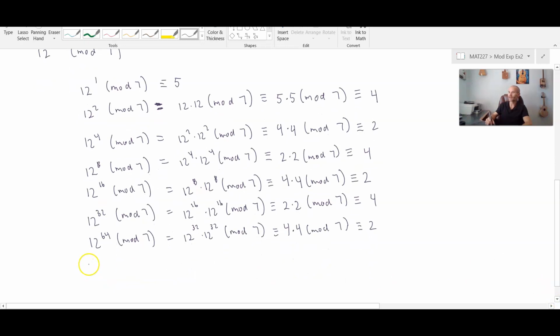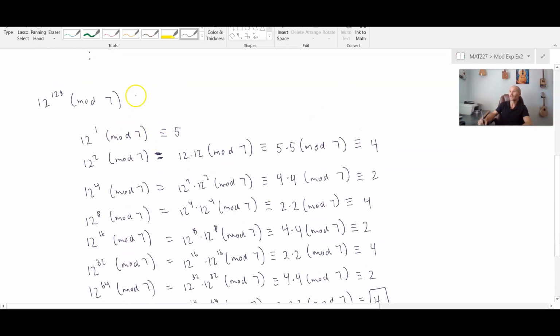And our final step, now we're finally prepared to do 12 to the 128th mod 7, which is equal to 12 to the 64th times 12 to the 64th mod 7. And that's again the product of the remainder of 12 to the 64th mod 7 times that same remainder again, which gives us 4 mod 7, and 7 does not go into 4, leaves a remainder of 4, and so we found our final answer. So we could say that this right here is congruent to 4.